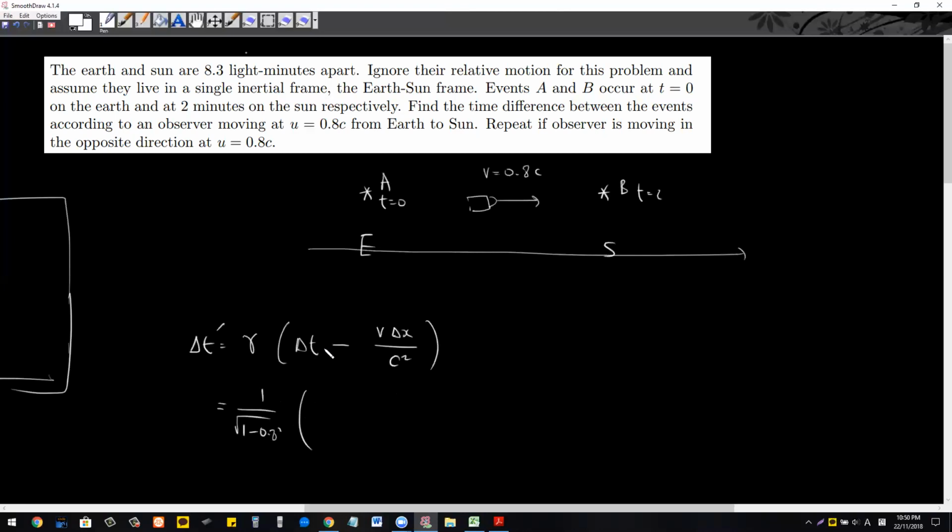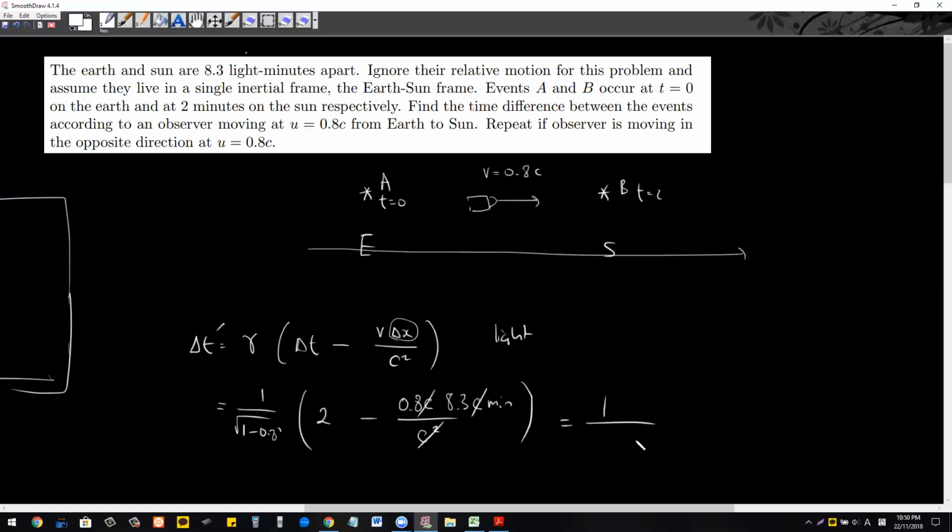Delta t is 2 minutes. Minus v, which is 0.8 c, times delta x, which is 8.3 light minutes, over c squared. Whenever there's the word light, you can actually use c, so the c squared cancels out.